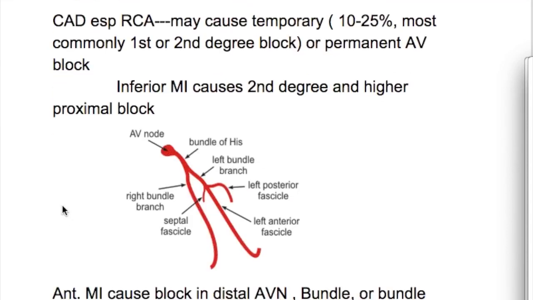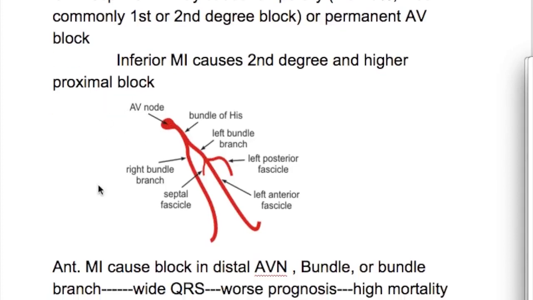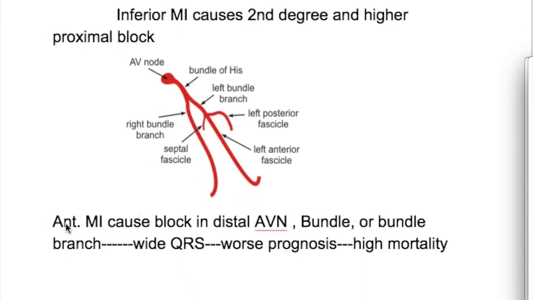So which type of MI causes which type of blockage? It is the inferior MI which causes more commonly the block, and it causes second degree and higher proximal block. The lower the block is, the more dangerous it is. So the anterior MI causes a more dangerous block because it blocks the distal AV node, bundle or bundle branches. The lower block or the distal block causes wide QRS, which gives you worse prognosis and high mortality.